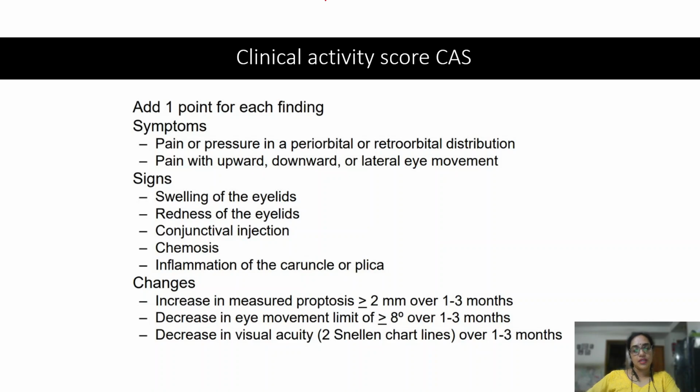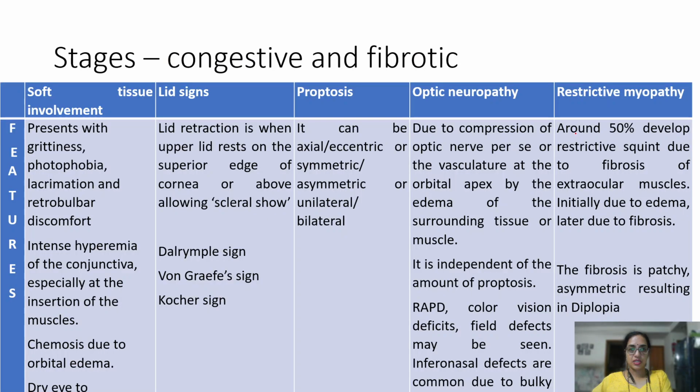So in the late 1980s or early 1990s, there was a clinical activity score that was designed to follow up these patients with thyroid orbitopathy. Okay, so what we do is we give one mark for each of these points that is mentioned here, based on the symptoms, the signs, and the changes that are seen over the past 3 months. Okay, so based on this, if clinical activity score is less than 3, then we can take it easy. If it is more than or equal to 4, then you have to be a little aggressive with your management.